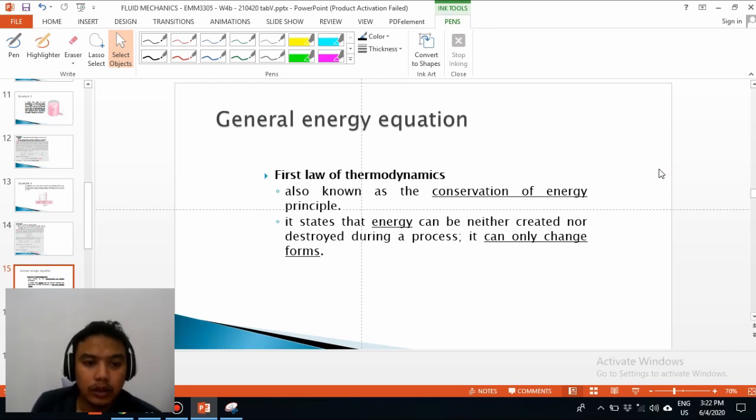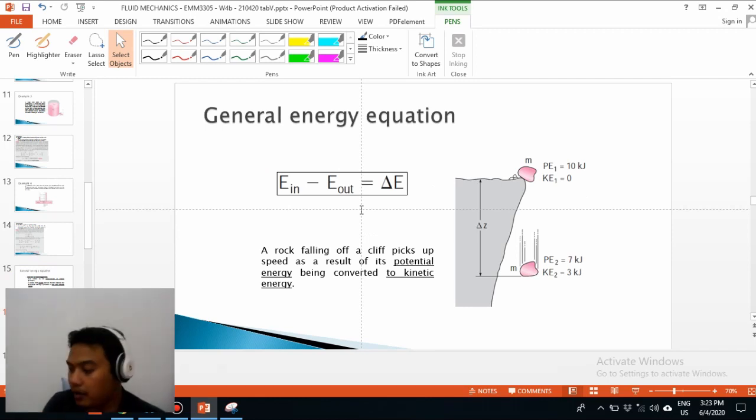Okay, we will continue the lecture on the topic of the Bernoulli equation, which next is the general energy equation. As we know, the first law of thermodynamics is known as the conservation of energy principle, and it states that energy cannot be created nor destroyed, but it can change in form. Okay, this is an example of how energy is transformed.